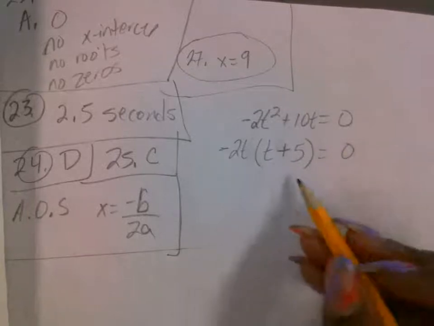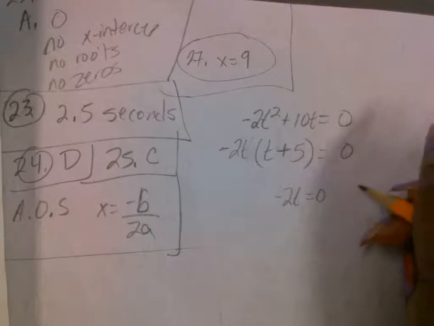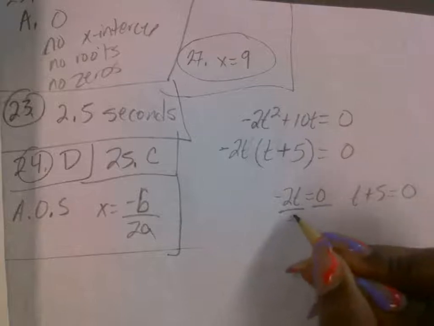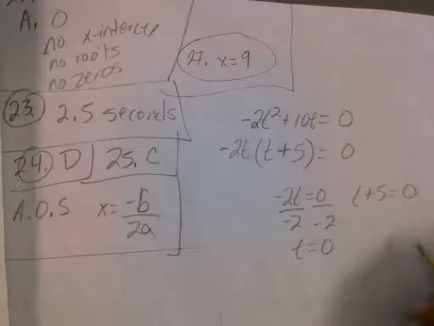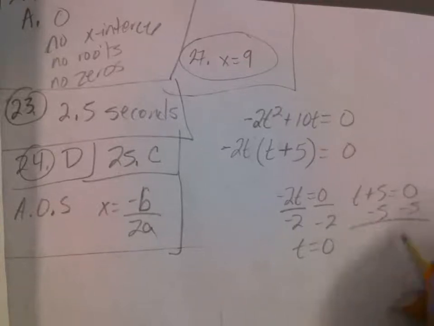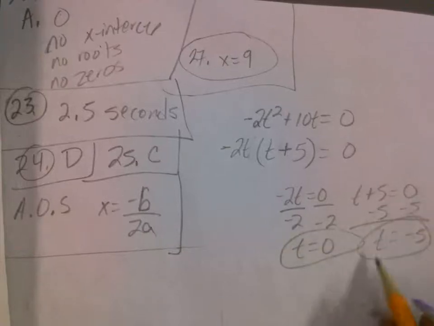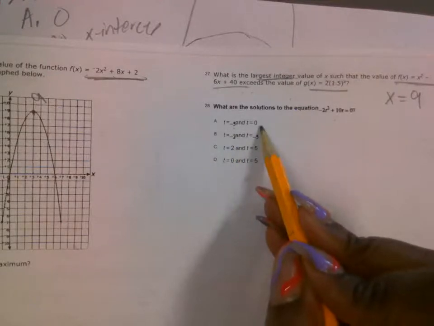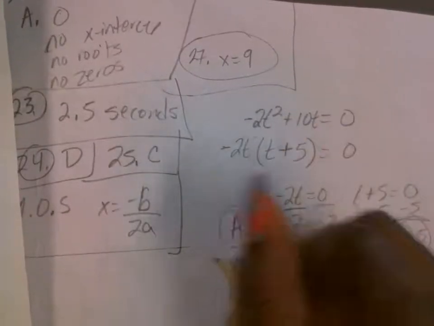Now you're going to take each of these and set it equal to 0. Negative 2t is equal to 0, and t plus 5 is equal to 0. Divide both sides by negative 2, and that's t is equal to 0. Then subtract 5 from both sides, and that's t is equal to negative 5. So these are your two zeros, 0 and negative 5. None of the other ones, so A is your answer.